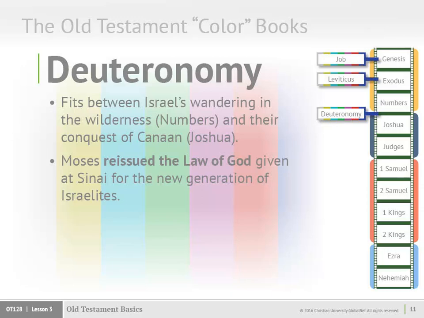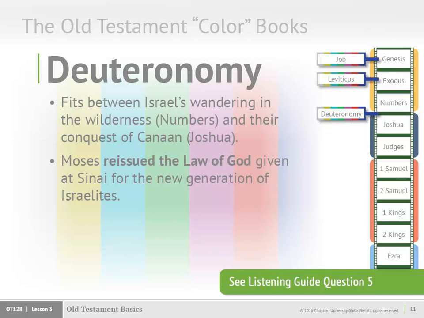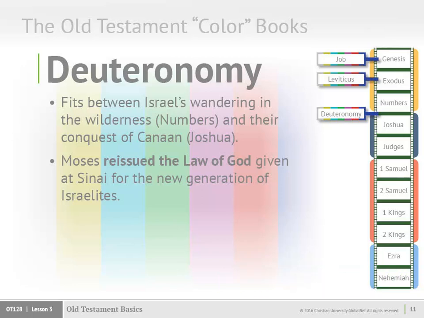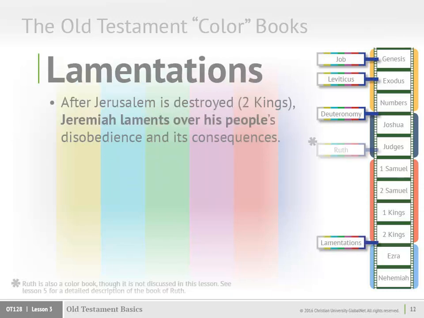In Deuteronomy, Moses reissued the law that he gave Israel at Sinai. Remember that the people who were going into Canaan were not the same people who came out of Egypt. There was a 40-year gap between the end of Exodus and the beginning of Joshua. Moses made sure this generation knew their lives were to be governed by God's law. So Deuteronomy fits into the narrative between Numbers and Joshua.